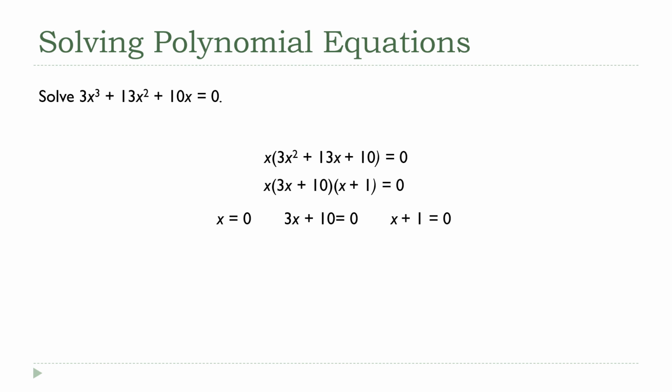Then if I solve each of these smaller equations, the first one is already solved, right? x equals 0, that's just a number. The middle one, subtract 10 and divide by 3, gives me negative 10 thirds. And the last one gives me x equals negative 1. So those are the three solutions to this equation.